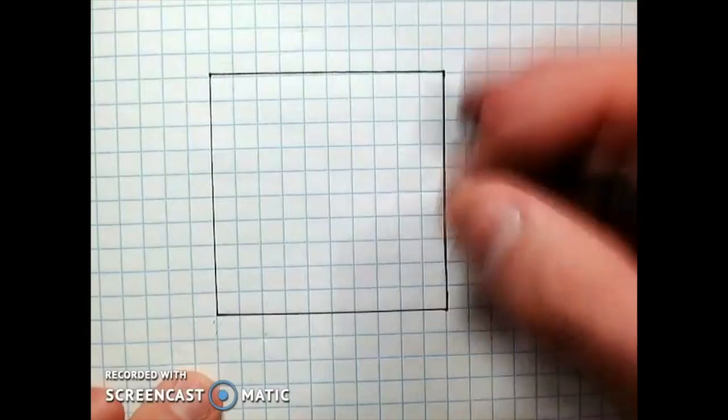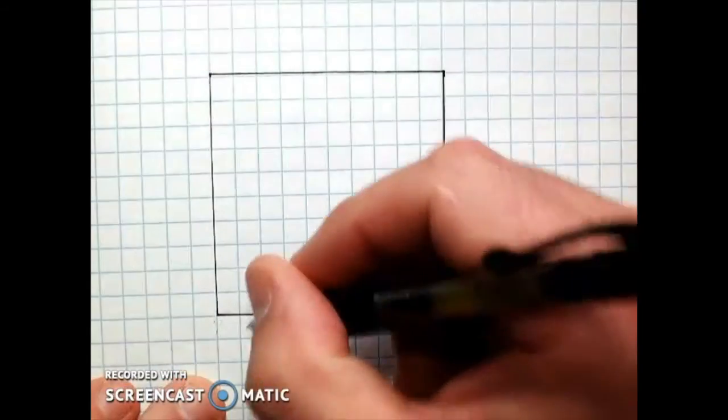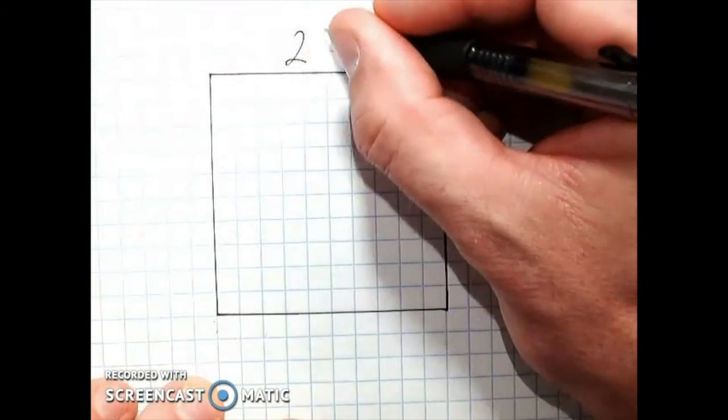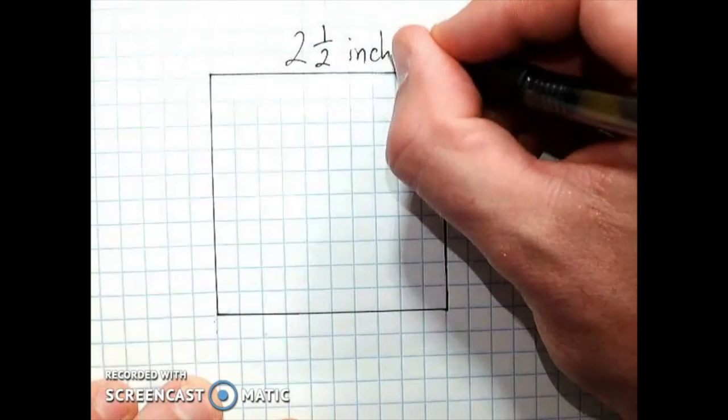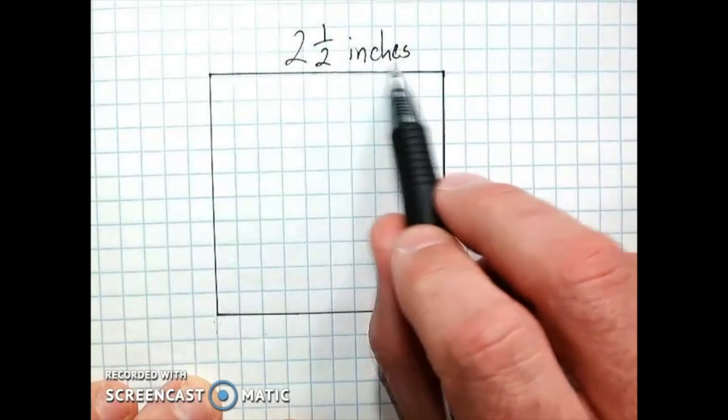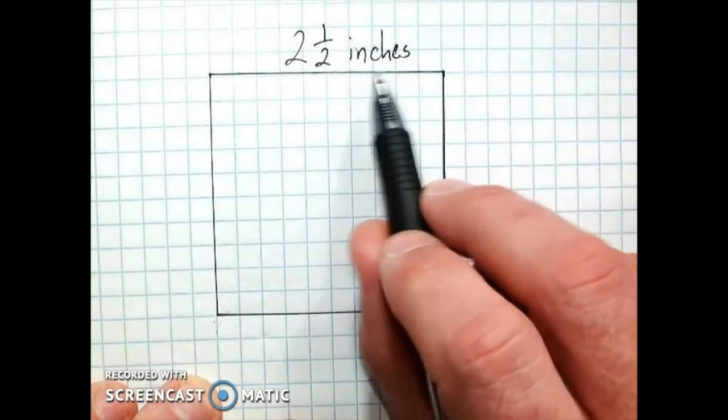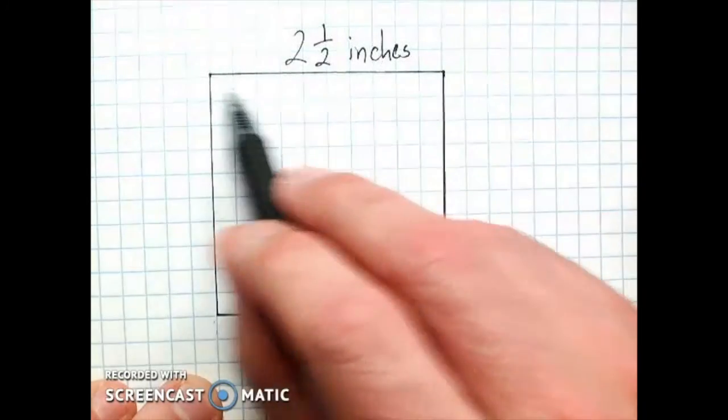Okay, so I've got another square here. Each length here is 2 1/2 inches. Inches. Mind the units. Okay, you want to see those in your final answer. So 2 1/2 inches here.